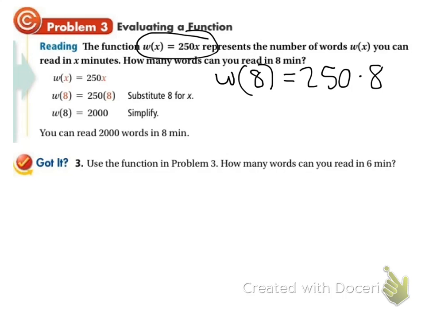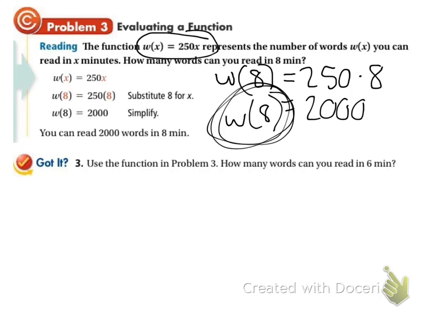Function notation is nice because it tells us what number we're plugging in. And then I'd simplify and we get 2,000. So W of 8 is equal to 2,000. You don't do anything with this over here. That stays like that. You don't have to divide by 8. This is just telling me this is the number of words that you can read in 8 minutes. It's 2,000.